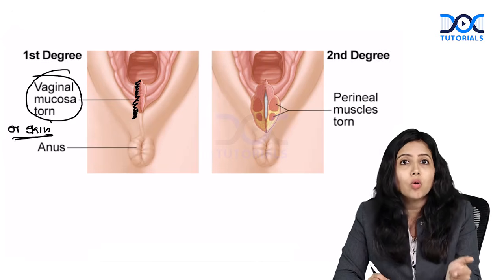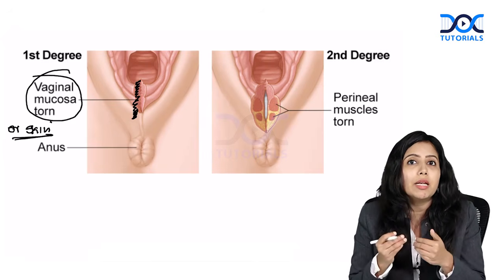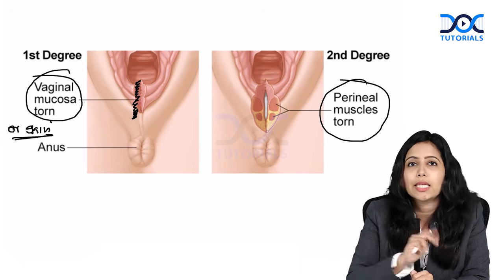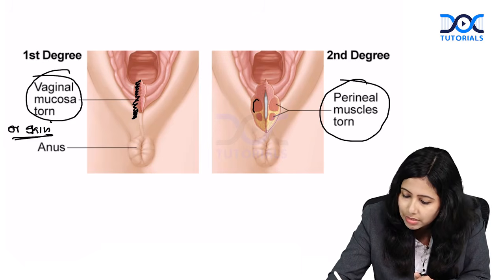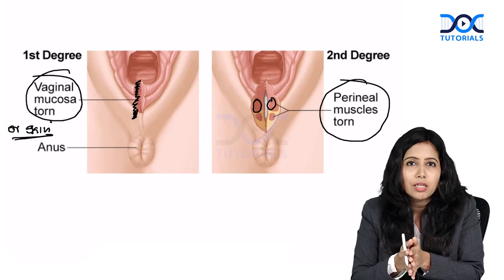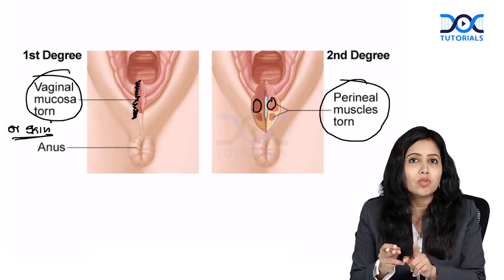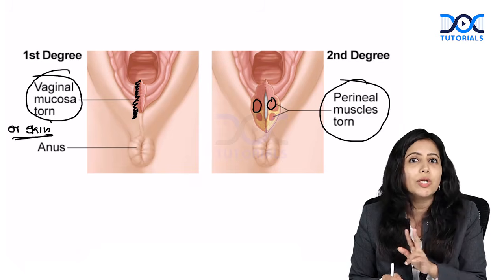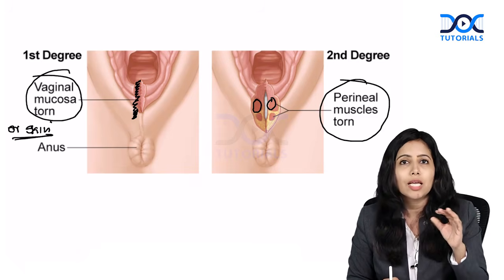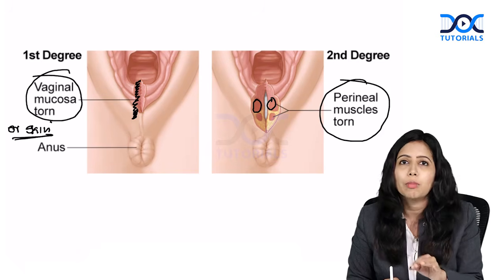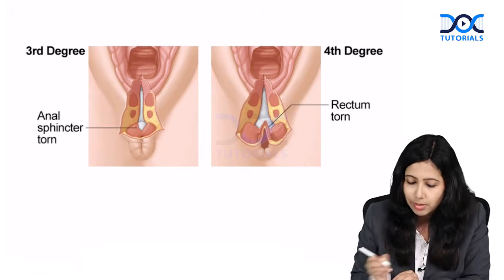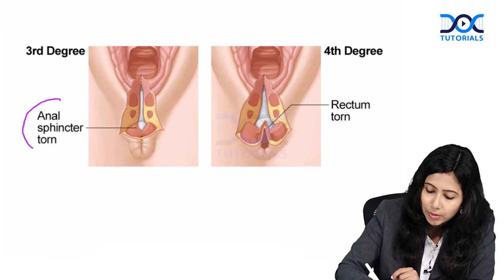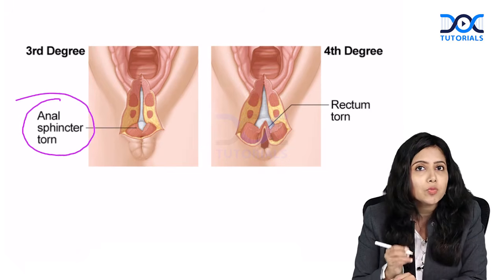But suppose along with it, just below that, who's there? There are perineal muscles. If the perineal muscles are torn along with it, it is known as second degree. Once the cut is a bit deeper, the muscles will also be cut. So in that case, the tear is known as second degree perineal tear. Remember that all the episiotomies that you give are going to be second degree perineal tear. They would be tear of the skin, mucosa as well as the muscles. Now coming to the third degree perineal tear. So in third degree perineal tear, along with this, the anal sphincter is also torn.